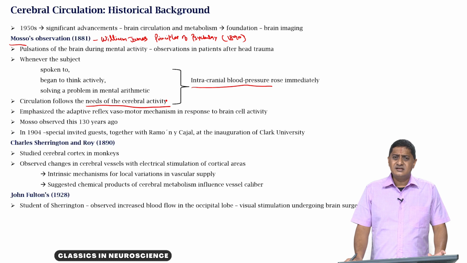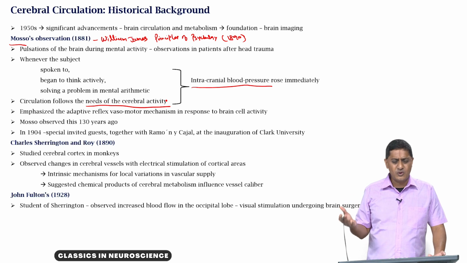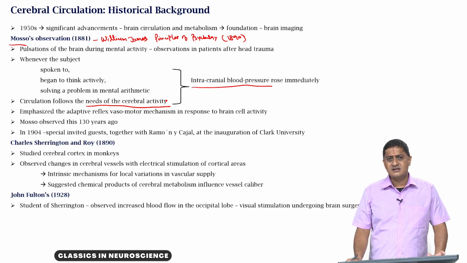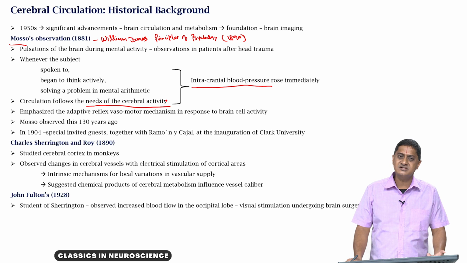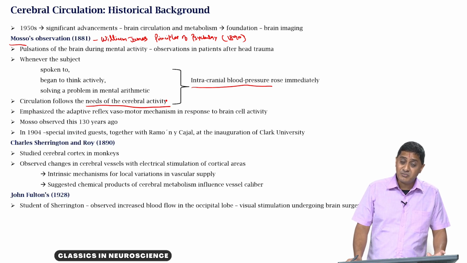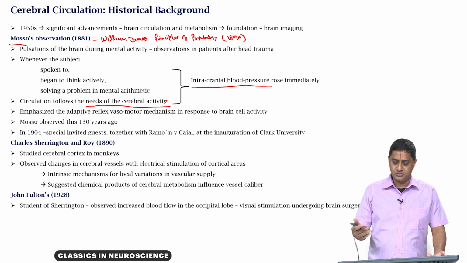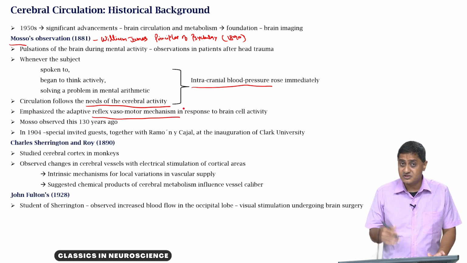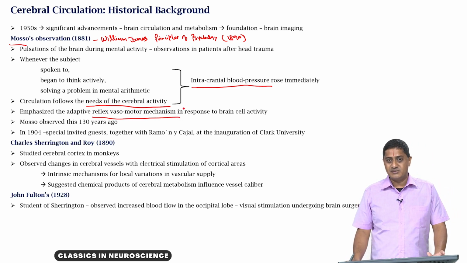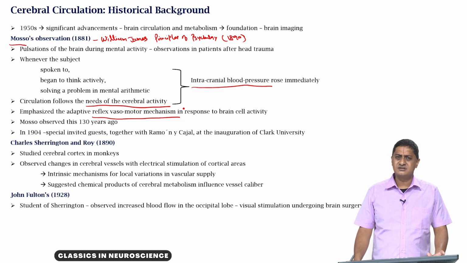Just like the vasomotor mechanism that is present everywhere throughout the body, the brain also needs blood, and the amount of blood that is received by the brain depends on the amount of blood that it needs, or the demand that is there. So more activity performed by the brain means more blood flows to the brain. So through this reflex vasomotor mechanism in response to neuronal activity, brain cell activity, this observation is nearly 140 or 150 years old.